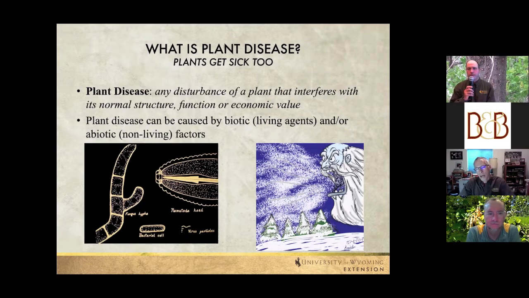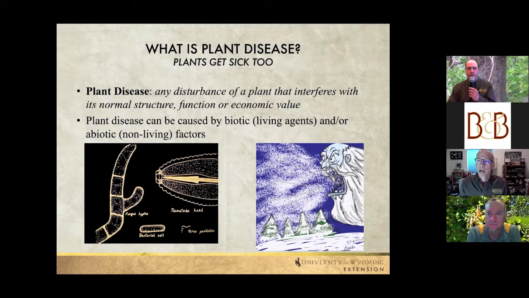So if you have a flower that may have a virus or something like that that causes discoloration, it may not affect the plant's normal function. It may still be able to grow out and things like that. But if its aesthetic value is reduced, then it can be considered a plant disease as well. So a disease doesn't always mean that the plant's going to die. It just means that something's interfering with it.